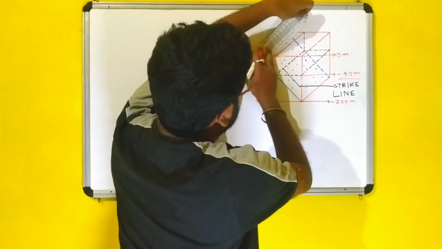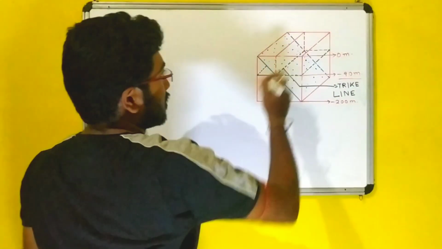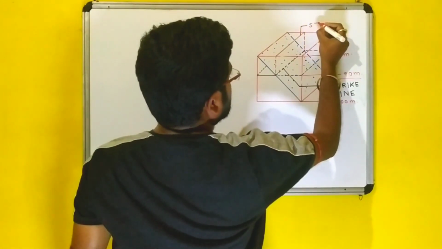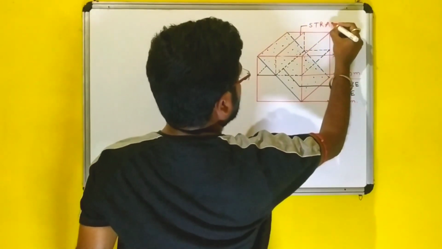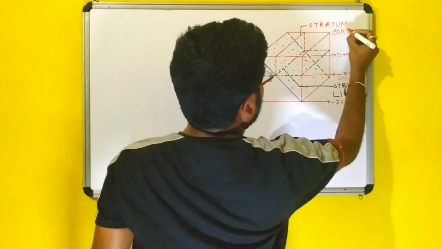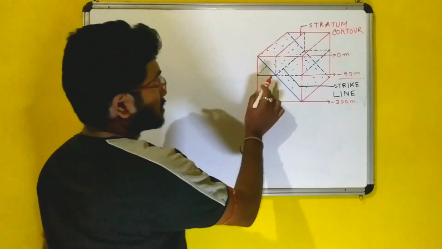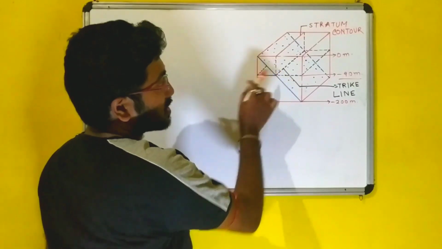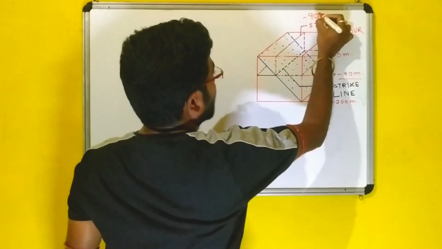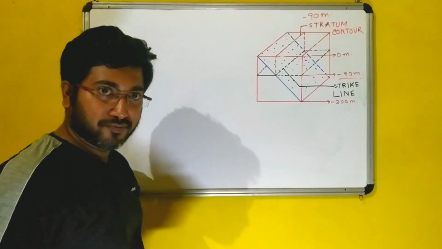on 0 meter plane or on surface is called stratum contour. Since it is stratum contour of minus 90 meter straight line, so we will call it specifically minus 90 meter stratum contour. Now the funda of true dip.